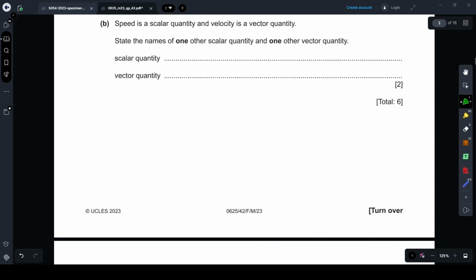Now, all right, next question. Speed is a scalar quantity and velocity is a vector quantity. State the names of one other scalar quantity and one other vector quantity.